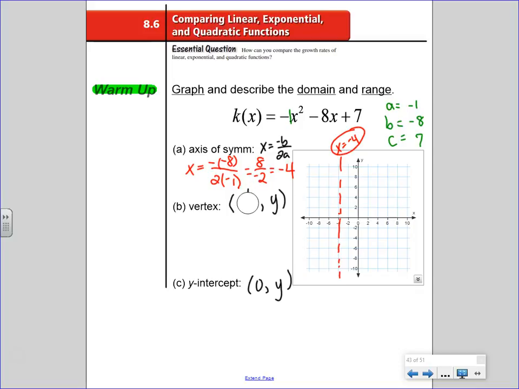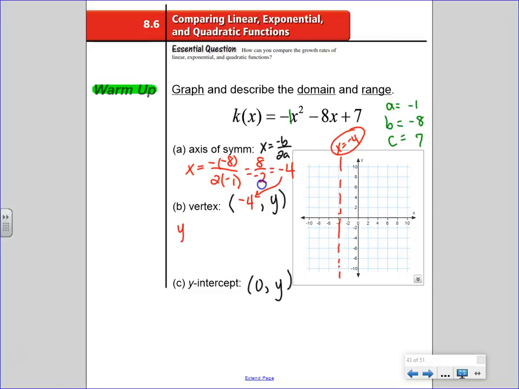Yeah, it's the x from above. So let's go ahead and put in -4. How do we know that? We plug it in, right? Now how do I find the y? You plug in. K of x is just a snazzy name for y.